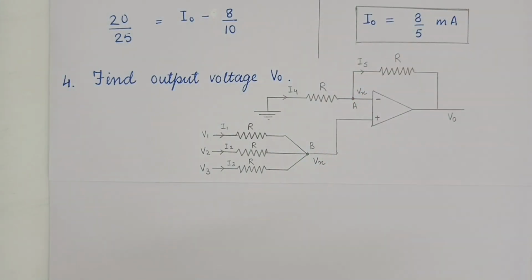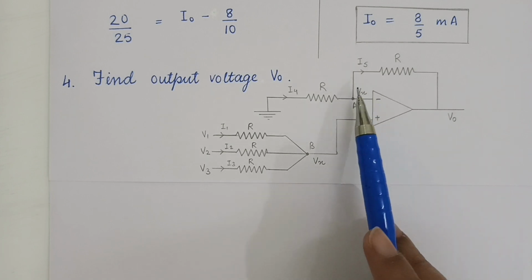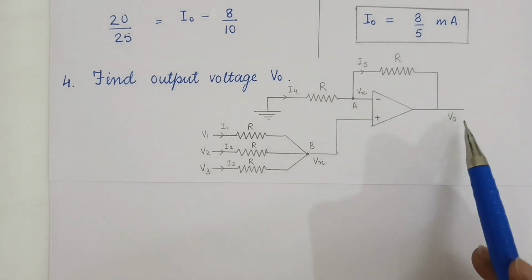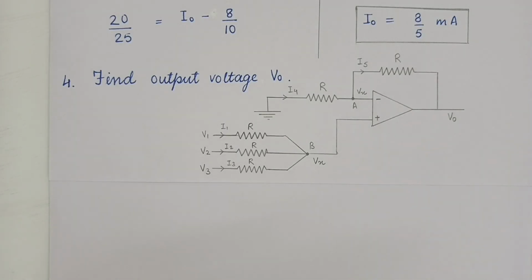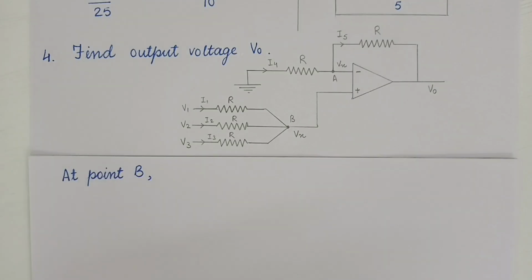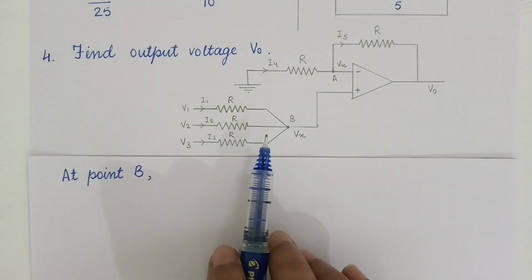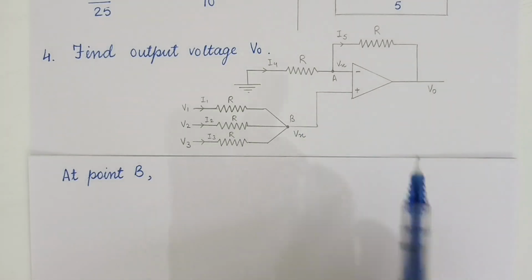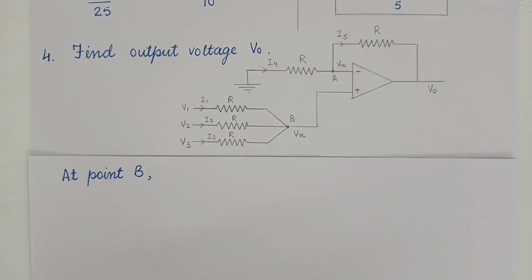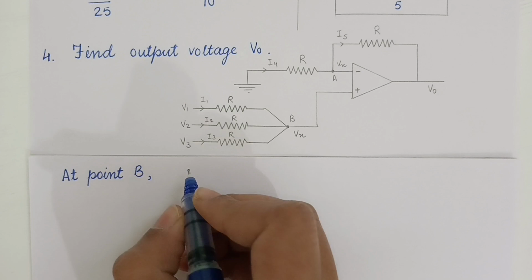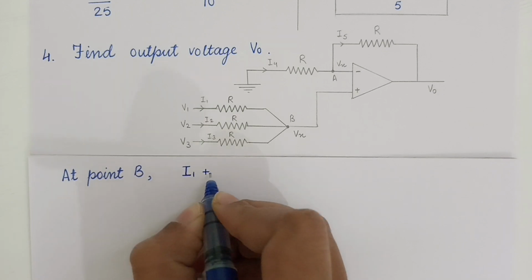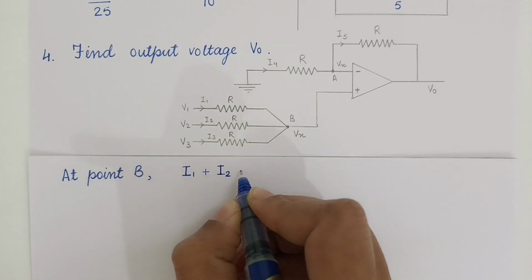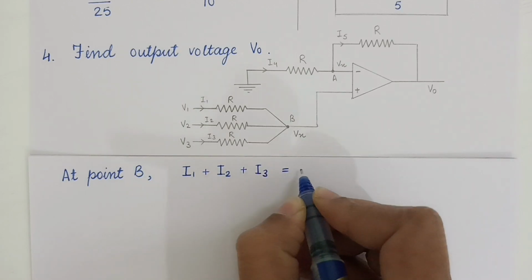So here we go. Firstly, let's calculate at point B. From here we will get the value of Vx, and while solving for A and putting the value of Vx, we will be able to find the value of V0. So let's do it. At point B, the incoming current. So here we can see 3 incoming currents are there, I1, I2 and I3. But there is no outgoing current. So we will put it equals to 0. So let's write it. I1 plus I2 plus I3 is equals to 0.